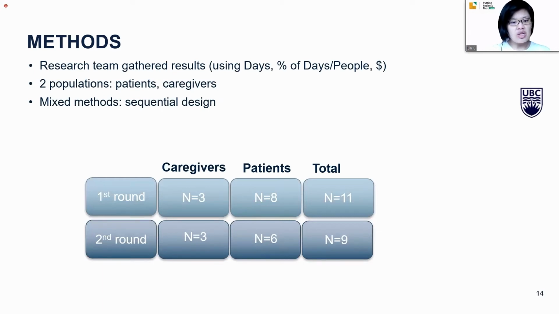For this project, we used a mixed methods approach with a sequential design, having our qualitative strand inform our quantitative strand. In the qualitative portion, we did 2 rounds of interviews with patients and caregivers, who were our 2 target populations. Our first round focused on gathering feedback on the work productivity loss results themselves, while our second round focused on gathering feedback about the results and survey design.